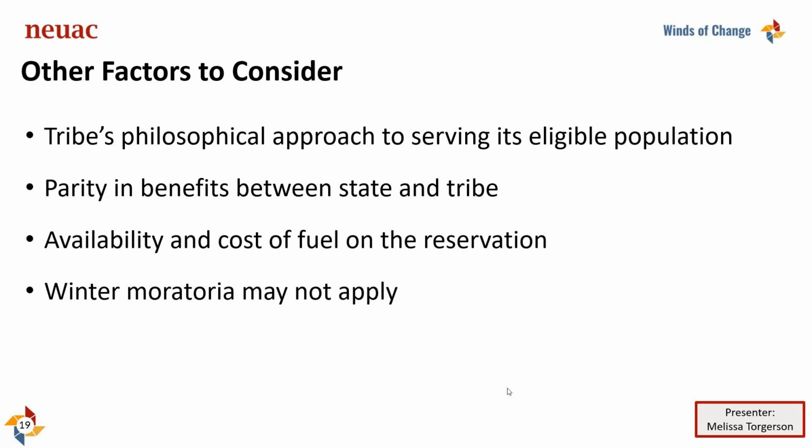Yes, go ahead. Can you say more about what the winter moratorium may not apply means? It means that just like in many rural areas where there are munis and co-ops, they're not required to have a moratorium in place or to not shut off people during weather. Many tribal areas are in rural places, or they have munis and co-ops, or they have their own tribal energy companies. They're not required to have a moratorium in place like larger regulated utilities. Is that the right answer? Okay.